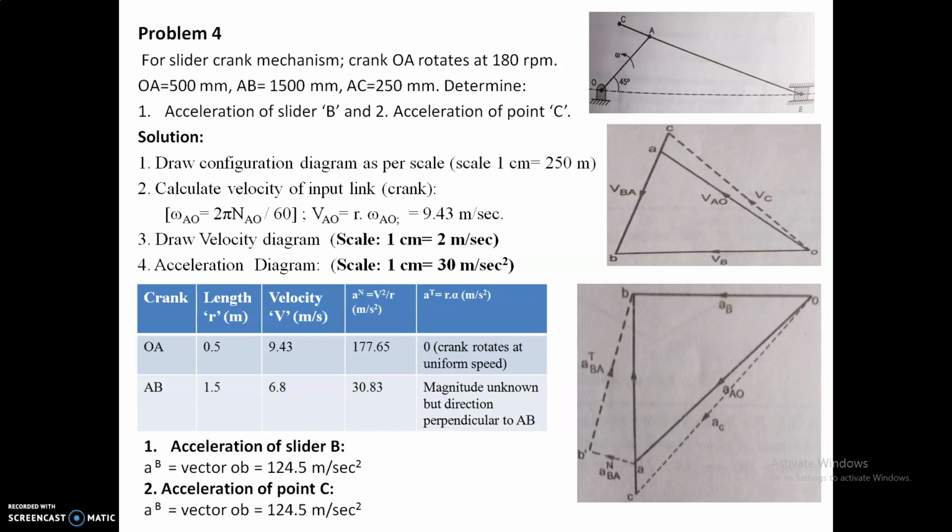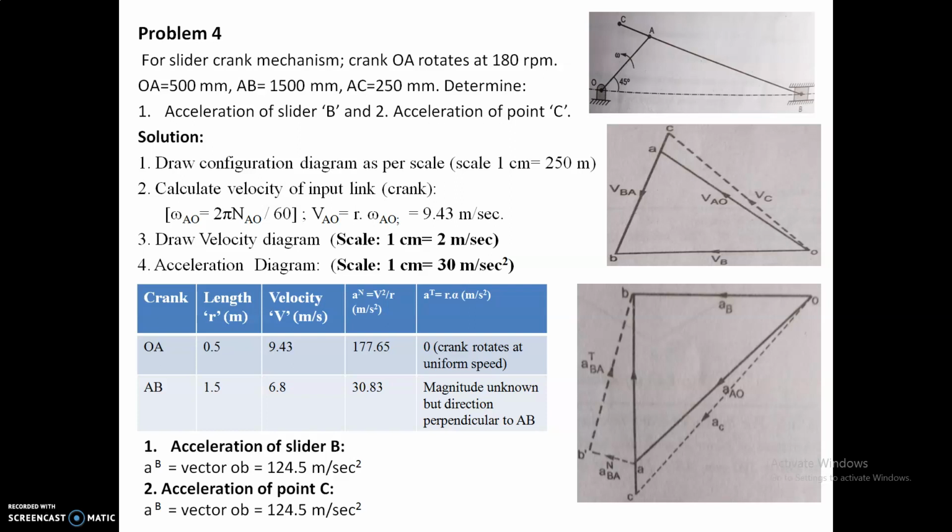In this problem, for making the configuration diagram, I have chosen the scale 1 centimeter is equal to 250 mm, because the dimensions are given in mm. So I have redrawn the same sketch, and I have given it the name configuration or space diagram.